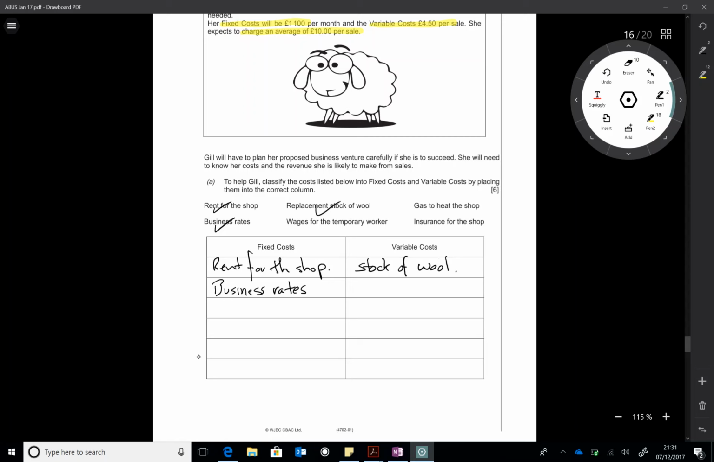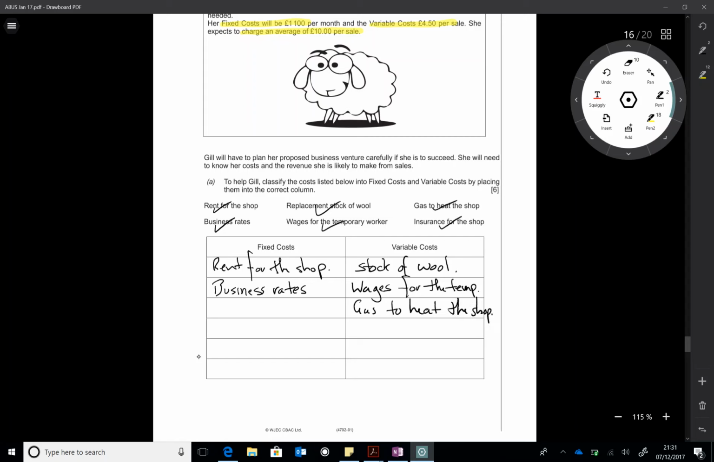Our third one is the wages for the temporary worker, and they are temporary, so it goes into variable costs. If this were something about a salary, then that would be a fixed cost. We go on to our gas to heat the shop, and if nobody's there, then we don't need to open, so we put it into variable cost, sorry.